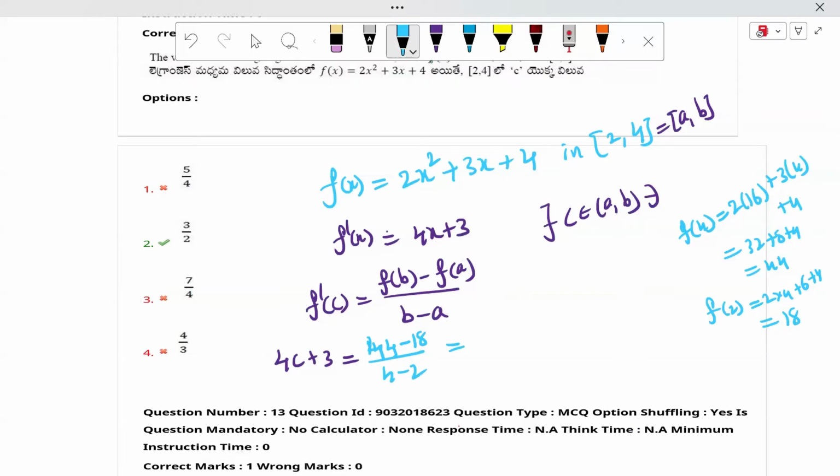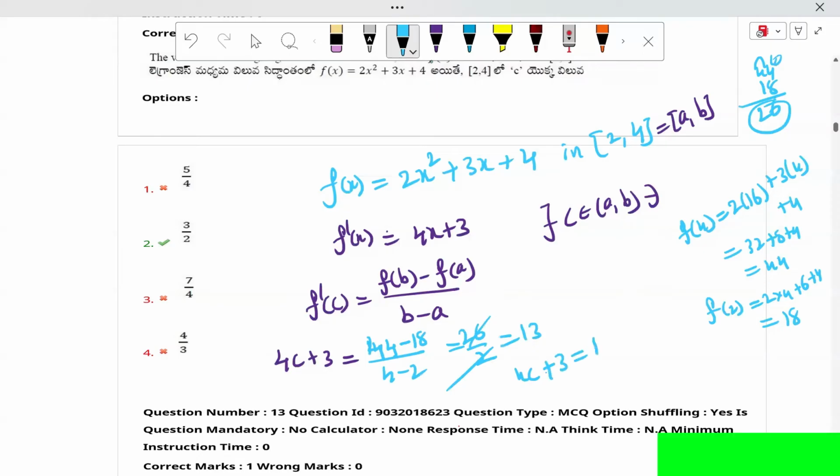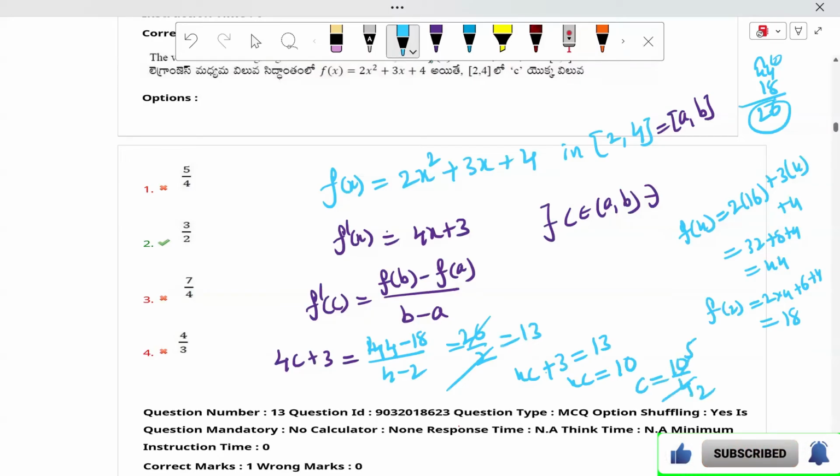34 minus 8, how much does that become here? 44 minus 18, it is 26. It is 26 by 2. It is nothing but 13. So 4c + 3 is equal to 13. So 4c is equal to 10. So c is equal to 10 by 4.